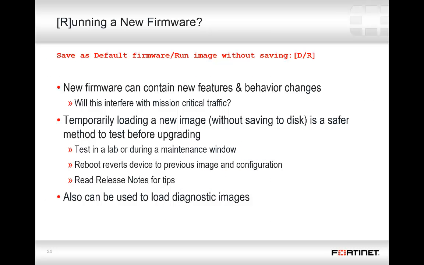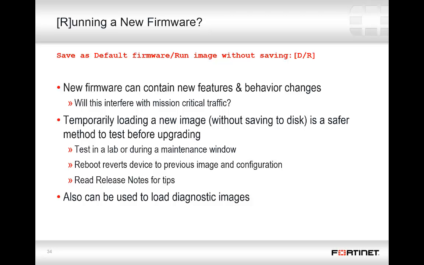Rather than simply installing a new firmware image, you can use the console to temporarily load a new firmware image for testing before you upgrade. New firmware can contain new features that change the original behavior. If your network depends on a previous default setting, for example, this can require that you adjust the configuration, but until you discover this, will traffic flow be broken?